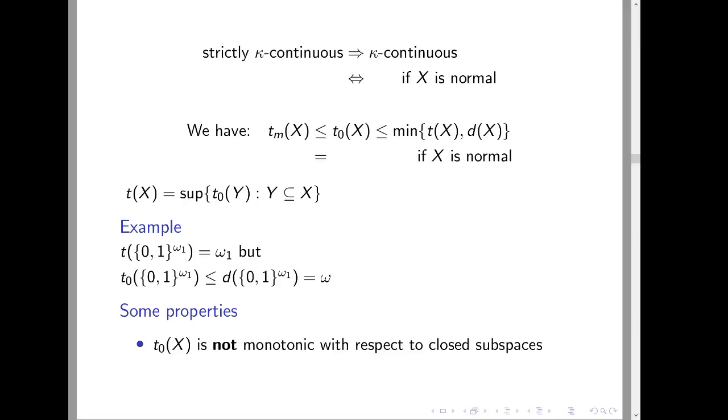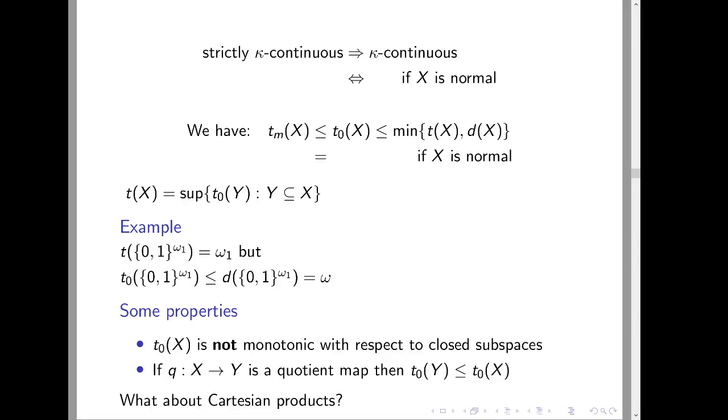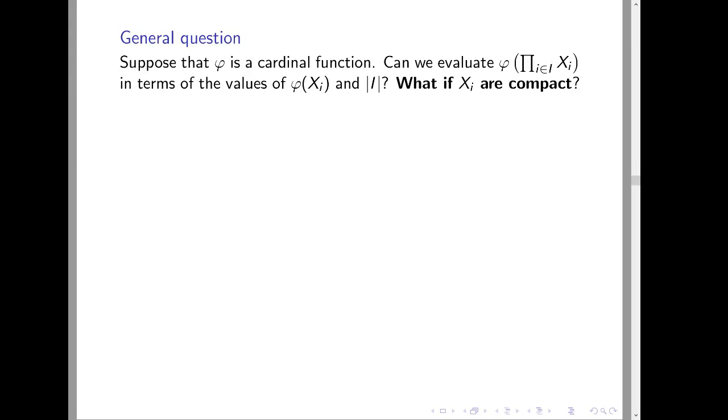And also, it is good to notice here that the functional tightness is not raised by quotients. And I'm interested in the Cartesian product. So what can we say about Cartesian products and the behavior of the tightness under products? And what do I mean by that? Well, in general, if we have any cardinal function, it is reasonable to ask, can we evaluate this cardinal function on the Cartesian product of spaces in terms of the values of this function on all factor spaces and probably the cardinality of the set of indices.